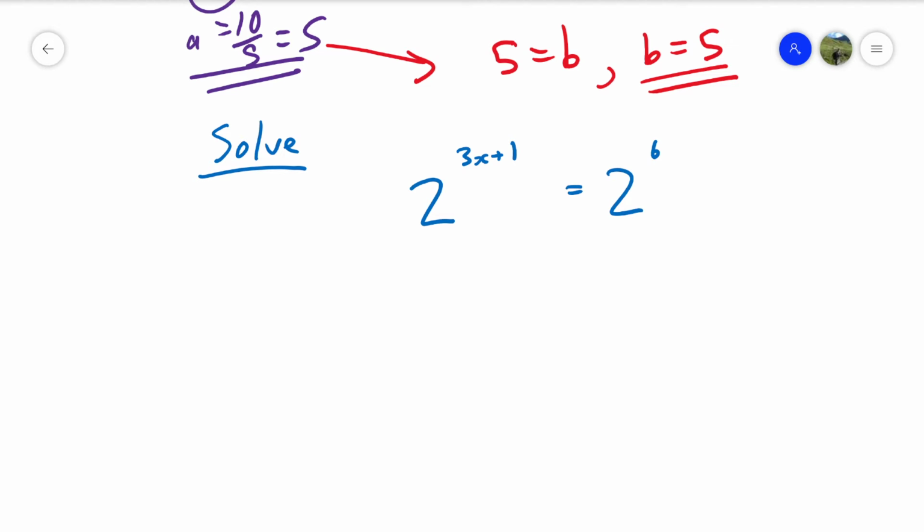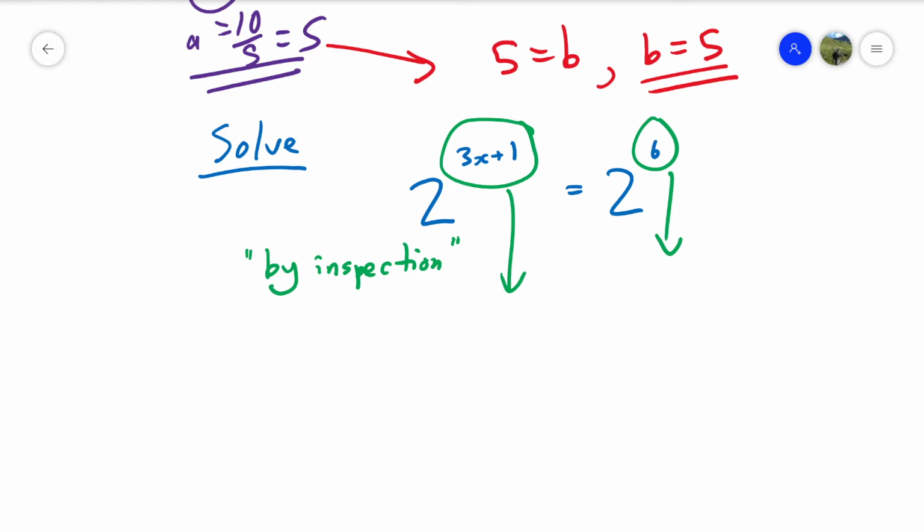Have a go in your own time. How are we going to do this? We are going to use inspection, because we're going to look at it. Remember, inspection means to look at something. Oh, look, both sides have 2 to a power. So those powers obviously have to be the same. So that means that 3x plus 1 must be the same as 6.